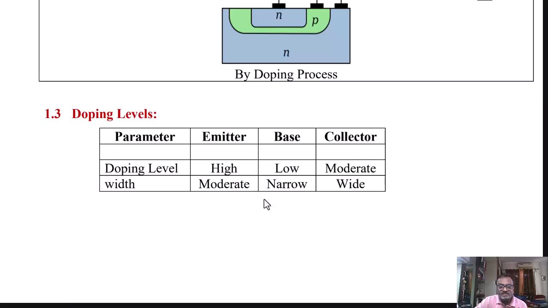The base is the narrowest portion because the amplification factor beta of the device is the ratio of collector current to base current. And when the base is narrow, the base current value will be lower, and therefore the amplification factor will be increased.